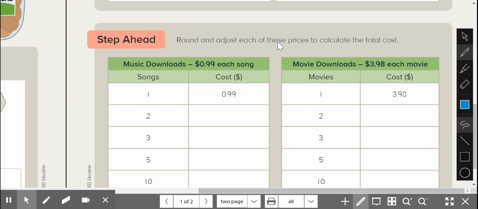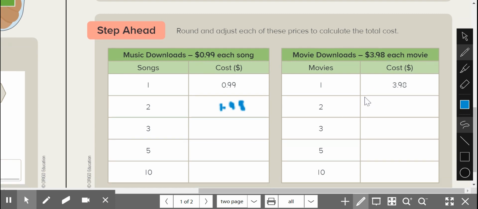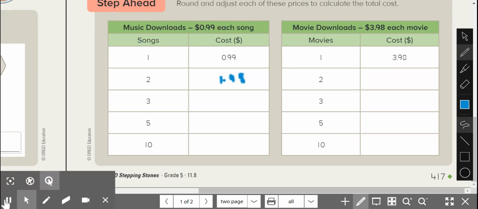Round and adjust each one of these prices to calculate the total cost. Oh, good. Okay. So we're rounding. 1 song costs us 99 cents. 2 songs is going to cost us $1.98. I rounded up to $1, took that times 2, and then I subtracted out my extra pennies. How about this one? Movies and cost. I would like you to kind of fill in these charts for this page here. Good luck. This is, again, a very useful strategy when you go to the store.